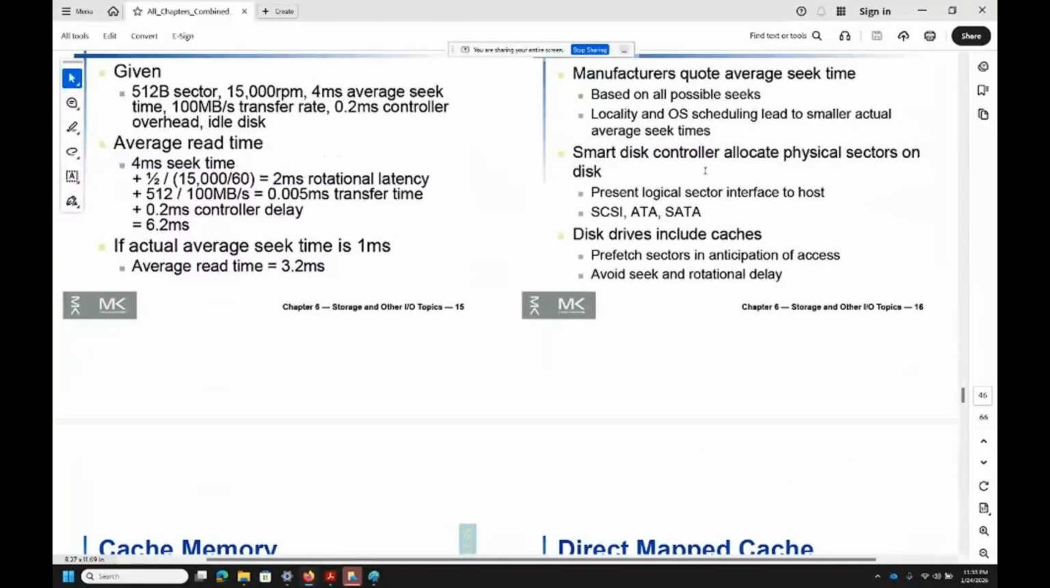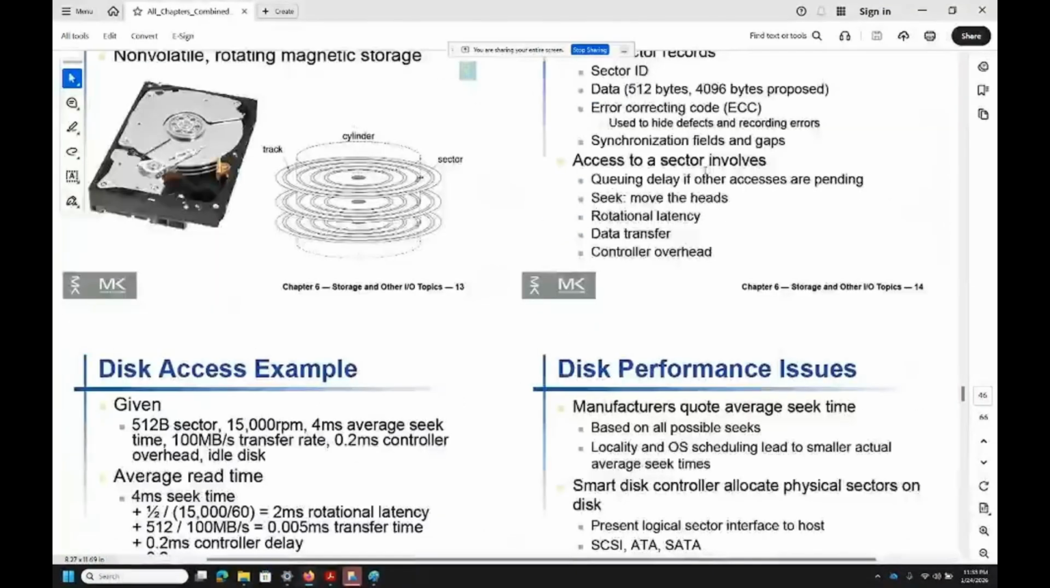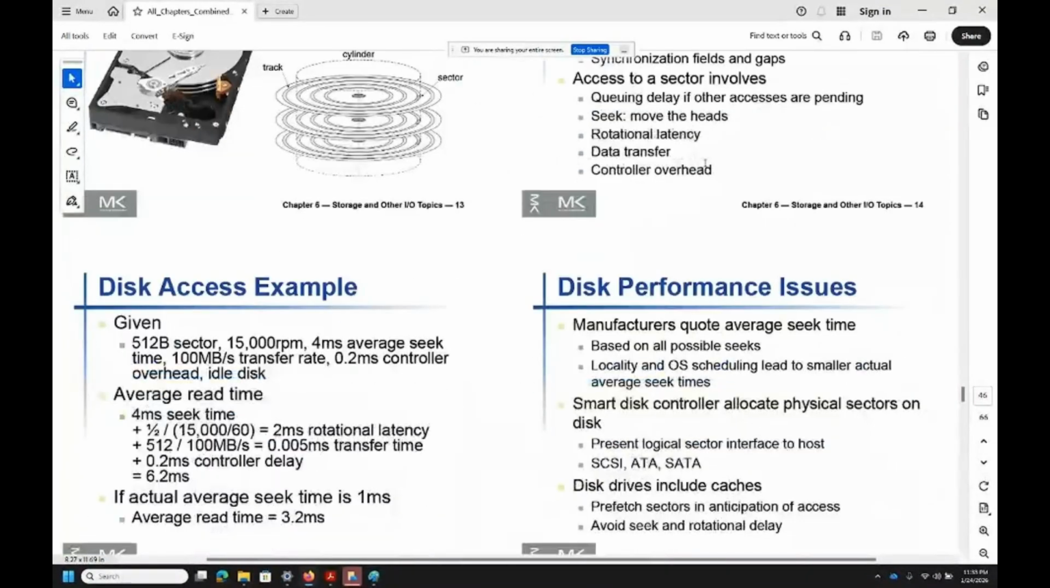There are disk controllers that allocate all of this data. There are multiple disk controllers that try to improve how the data is accessed. Previously, there was SCSI, which is the Small Computer System Interface.